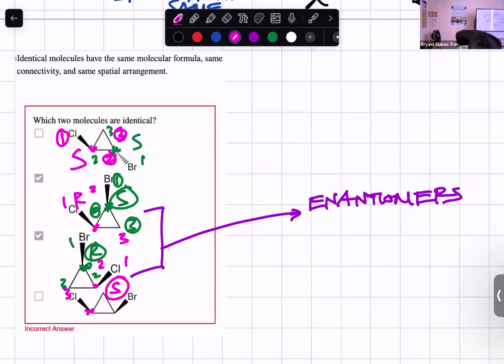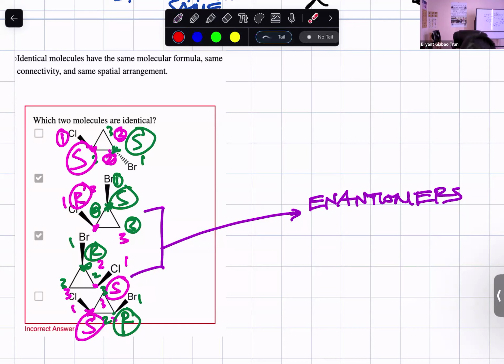This pink one here is 1, 2, 3. That's going to be S. This is going to be 1, 2, 3. That's going to be R. S, R. This is S, S. This is R, S, R, S. Let's see. Yes, identical. Nope, that's diastereomers.